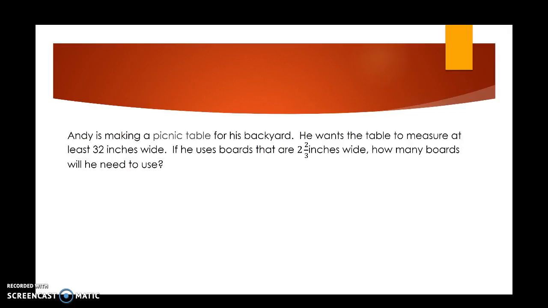All right, so we always want to read the problem first, and then we're going to go ahead and text code. So Andy is making a picnic table for his backyard. He wants a table to measure at least 32 inches. So at least 32 inches. If he uses boards that are 2 2/3 inches wide, how many boards will he need to use? So I'm going to underline how many boards, because that is what the problem is asking for. That way, once I read and answer the problem, I'm going to come back and read it and make sure I'm answering this question here.